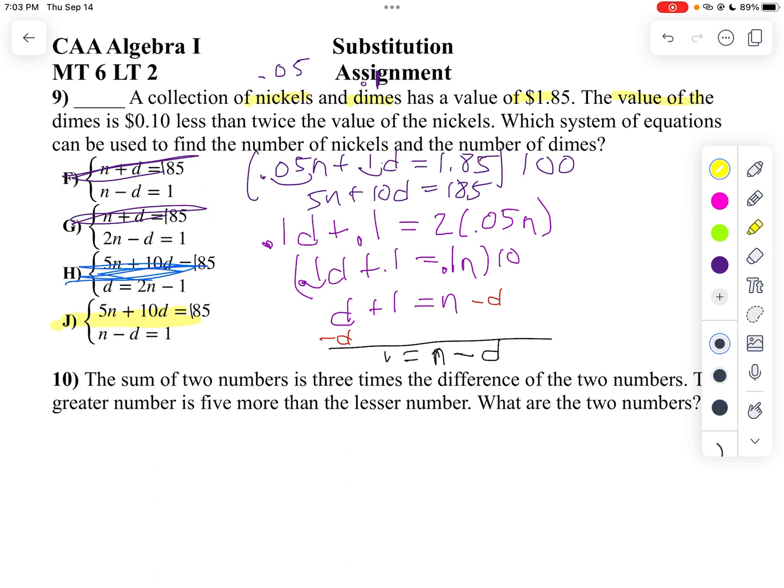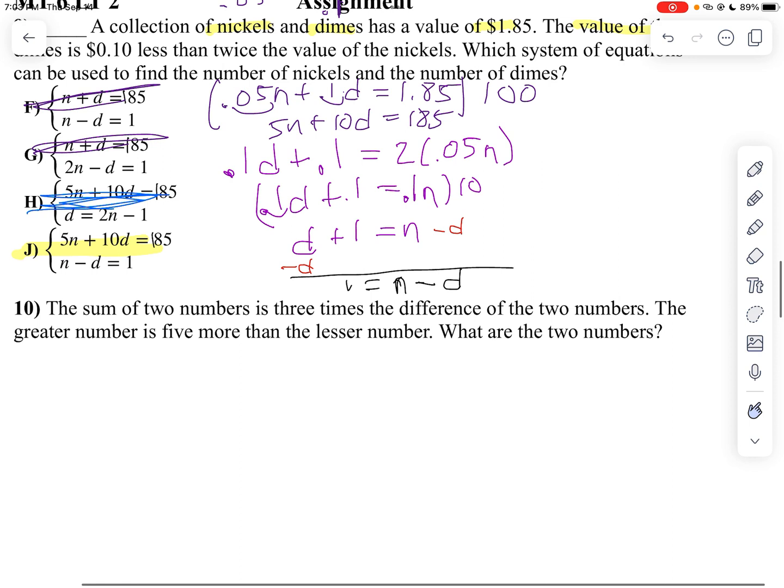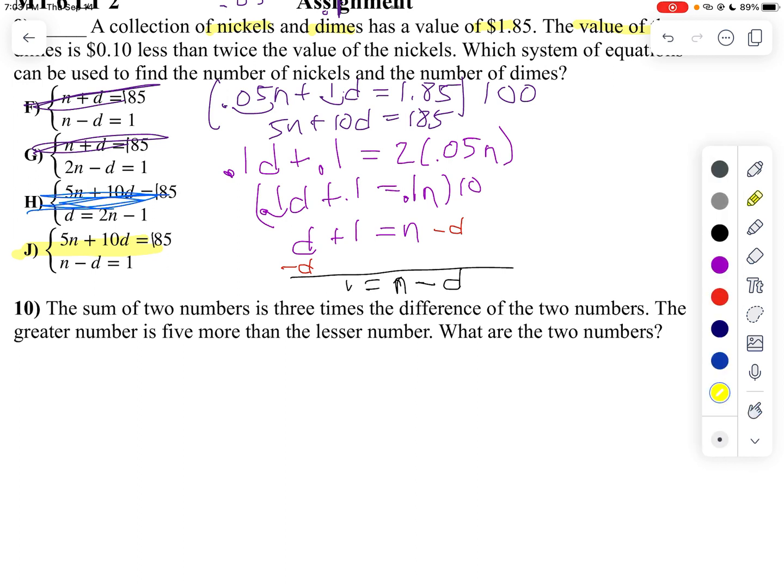We've got the sum of 2 numbers is 3 times the difference of the 2 numbers. And the greater number is 5 more than the lesser of the 2 numbers. What are the 2 numbers? So what I'm going to do here is I'm going to define my variable. I'm going to let x equal my first number, which I'm going to say that's going to be the lower of the 2 numbers. And y is going to be my second number.